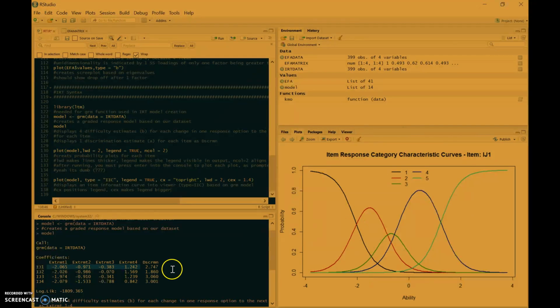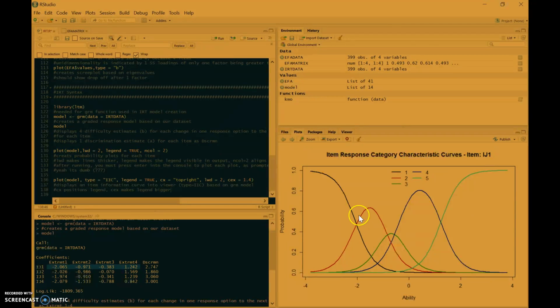People that are at a theta dimension less than negative 2.06 are most likely to respond with a 1, because their probability is the highest there until you hit that spot. Higher than that spot, the probability is more likely that they will respond with 2 than 1, and so on.